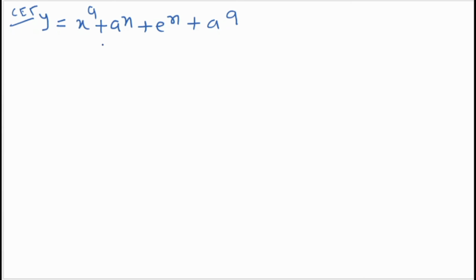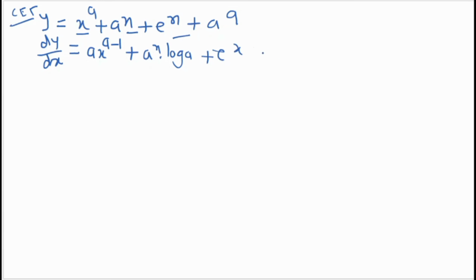So the derivative dy by dx is equal to, now this is a function raised to a constant, so the derivative is a into x raised to a minus 1, plus, now this is a constant raised to a function, that is a raised to x into log a, and the next is the derivative of e raised to x, that is e raised to x, and the last, now this is a constant, so the derivative of the constant is 0.